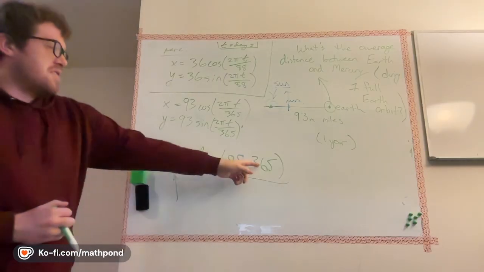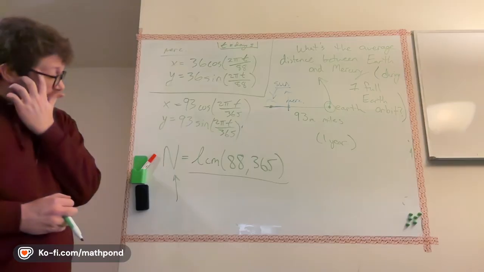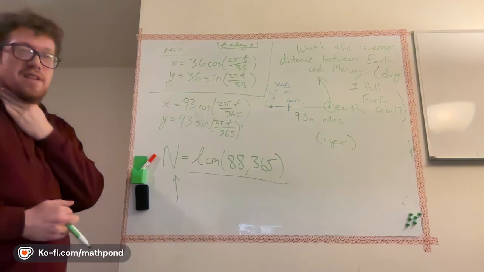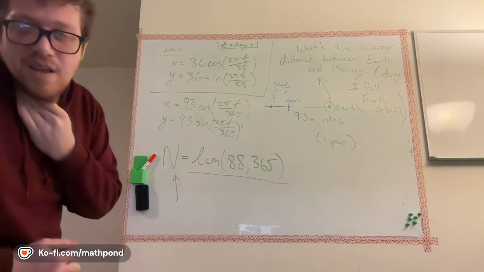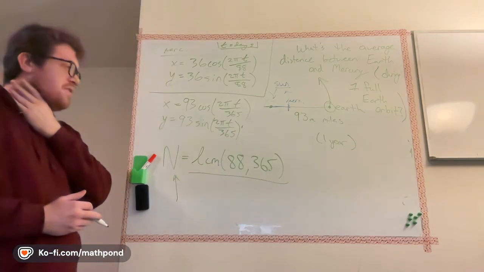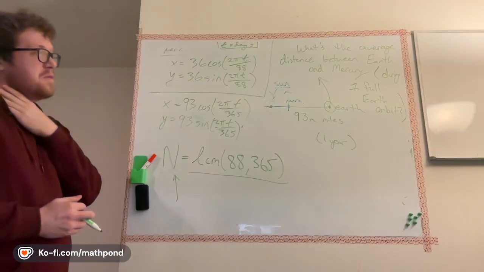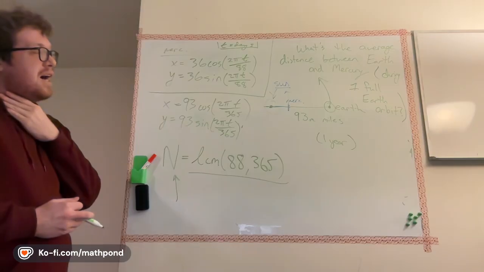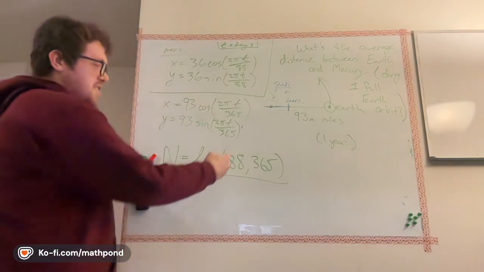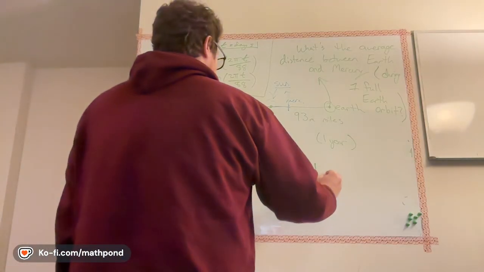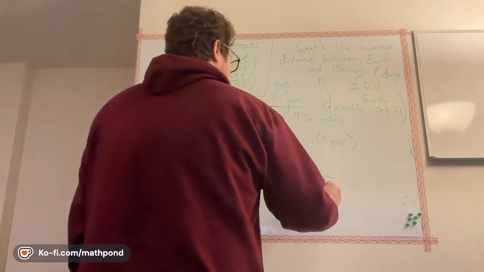I don't have the factorizations on the top of my head, so I'm not sure what this LCM is. I could look it up though. 88 times 365. I guess it doesn't need to be the least common multiple, it just needs to be a common multiple. Yeah, you're correct. Alright, fine. We could just take the product of the two. That works too, yeah. So it'd be like 1 over 88 times 365.